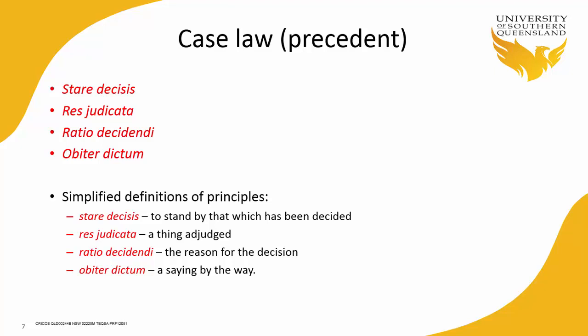The key point is that if you go and read almost any law report of any judgment, or the judgment itself, you are almost always not going to find any of these doctrines referred to explicitly in the judgment or the report. So don't go trying to figure out where it says in the judgment there was a stare decisis, or what was the res judicata, or what was the ratio, and so on.